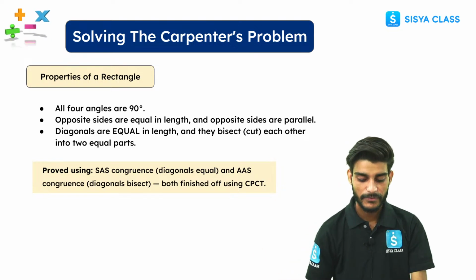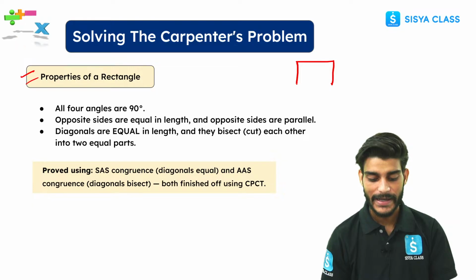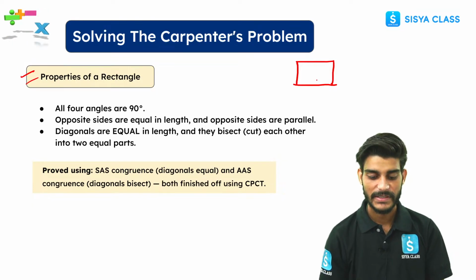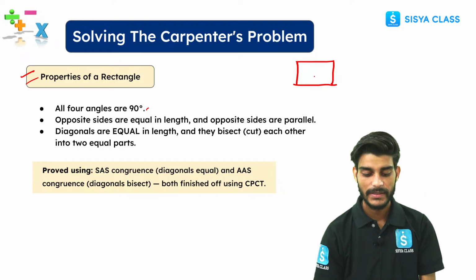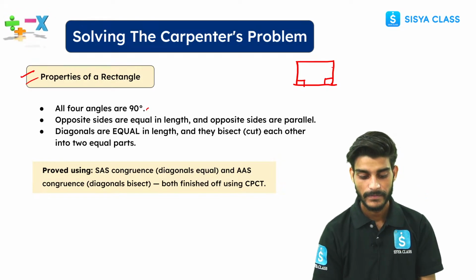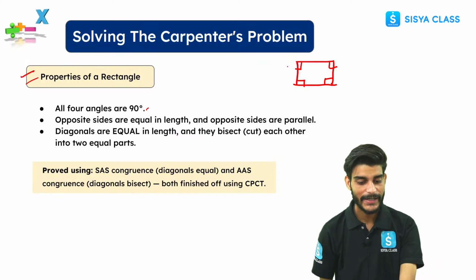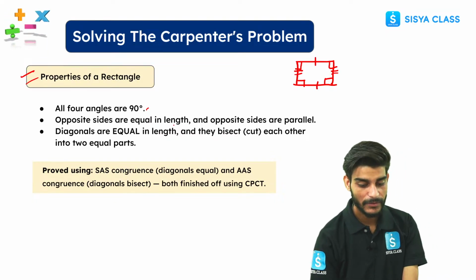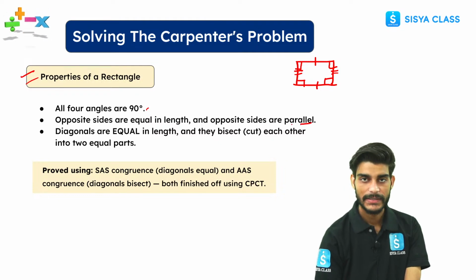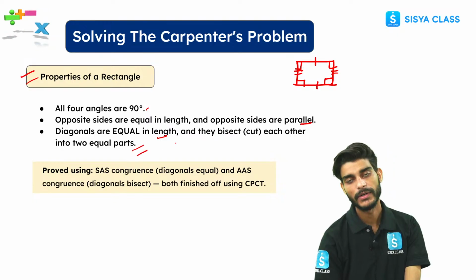So by this we will see the properties of a rectangle. Firstly, I'll draw a rectangle. In a rectangle, all four angles are 90 degree, obviously. Opposite sides are equal and parallel. And diagonals are equal in length and they bisect each other into two equal parts.